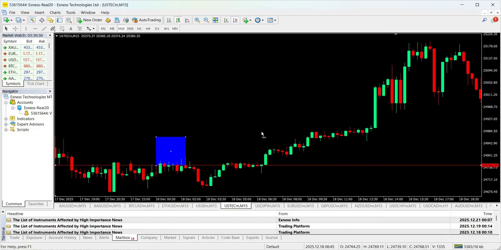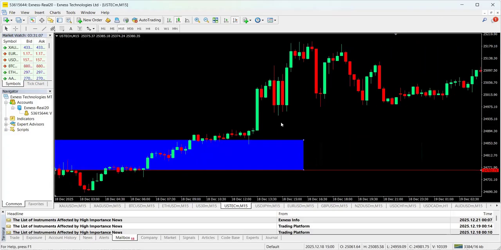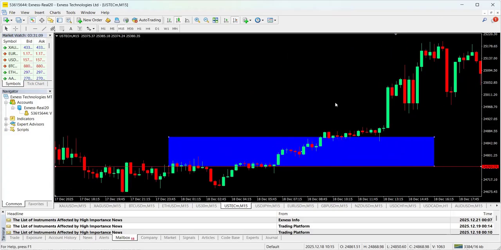Now look at this. See this? We are sure of it. It kept moving up, but we took what we are sure of. All right. So this shows us that our overpower strategy also works on NAS100.